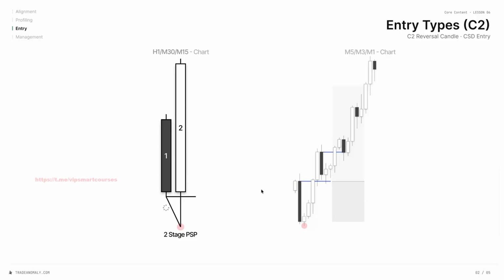Now, the other way we're going to trade a C2 candle is a 2-stage PSP. This is when the previous candle is a PSP. Then it runs out the previous candle's low, forming that small wick, the SMT. Then you confirm that with a CSD. And of course, you need this formation out of a key level, as always.